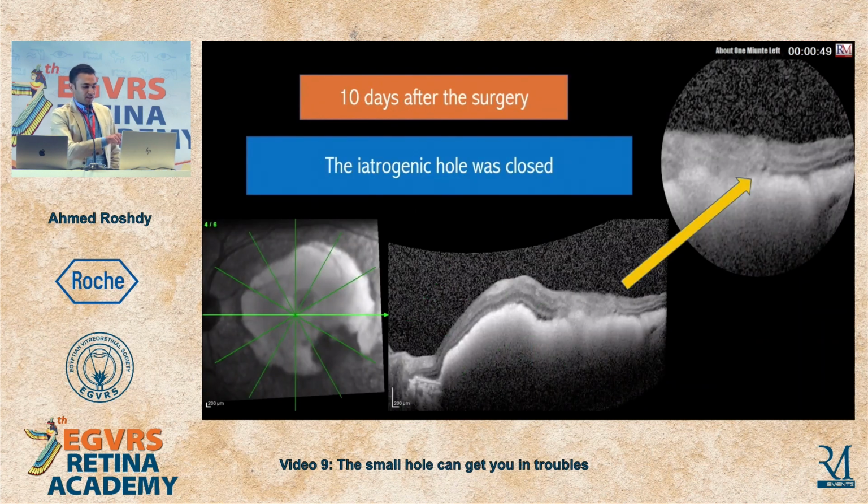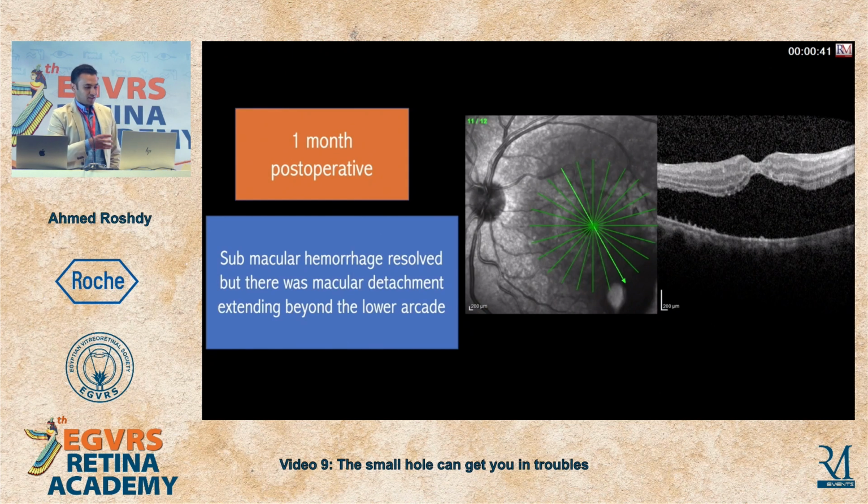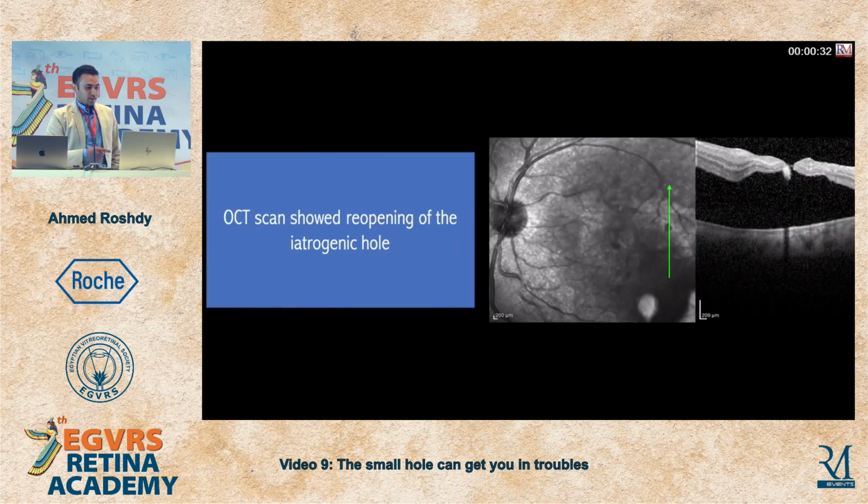After surgery, the submacular hemorrhage was almost the same. But you can see that the iatrogenic hole was closed. So I decided to follow up the patient. But after 1 month, the macula was detached. The submacular hemorrhage completely disappeared, but the macula was detached, and the detachment was extending beyond the lower arcade. And OCT scan passing through the area of the iatrogenic hole showed reopening of this iatrogenic hole.